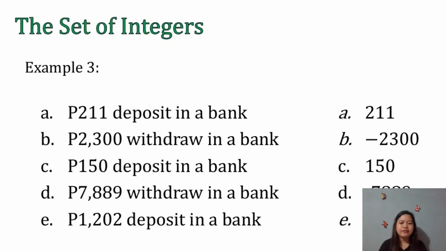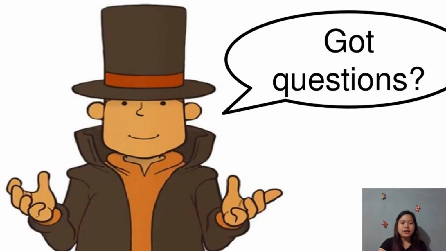Now, we also have example number 3. So, 211 pesos deposit in a bank. Since you deposited it, that's positive 211. 2,300 withdraw in a bank. So, that's, di mo gikuha. So, that's negative 200 pesos. Okay. Do you have any questions, clarifications, or violent reactions?